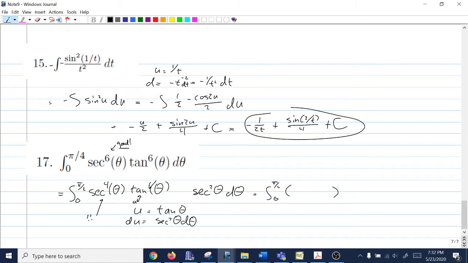secant squared squared, and what's secant squared? Secant squared is tangent squared plus 1. I gotta check this out. I screw this up so often. Every time I don't write this out, I screw this up. Tangent squared plus 1 equals secant squared. Yes, okay. Tangent squared plus 1 squared times tangent to the 6 times secant squared theta d theta. Okay, this is now ready for an easy peasy substitution.